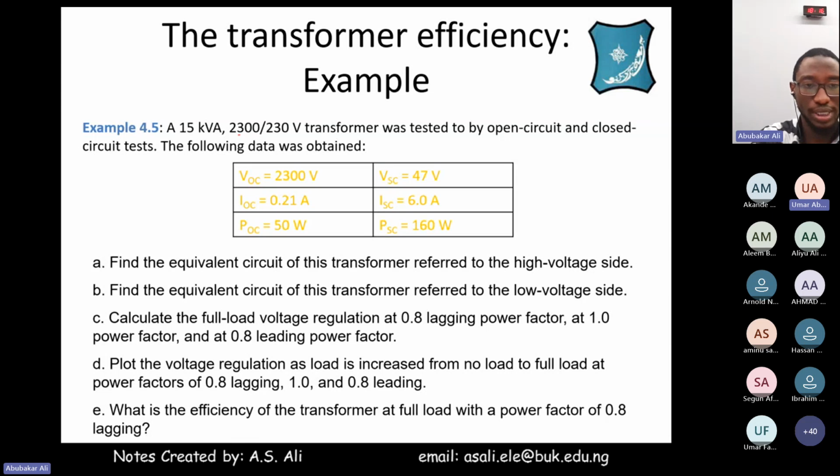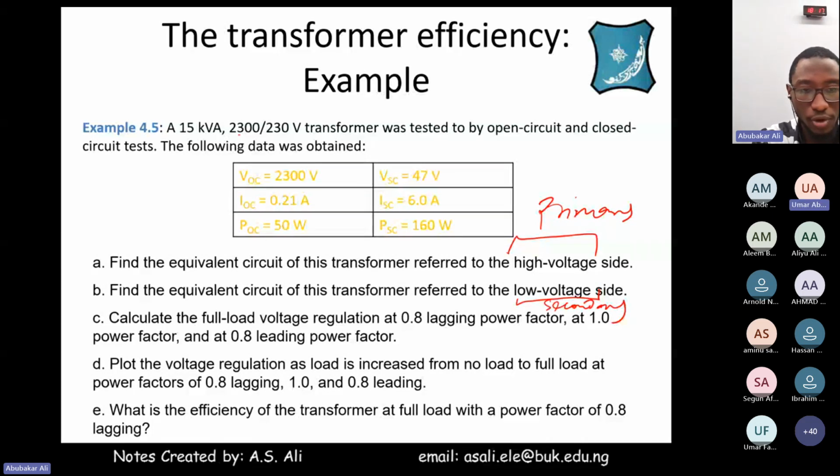So the first question is asking us to find the equivalent circuit of this transformer referred to the high voltage side, which is the primary, right? That's the high voltage side, the primary. So we are going to refer things to the primary. And then also do the same, referring it to the low voltage side, which is the secondary. We have also done something like this before. You have seen how you do referral to the primary and to the secondary.